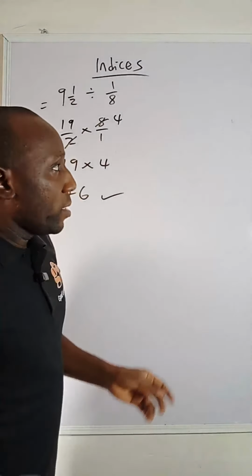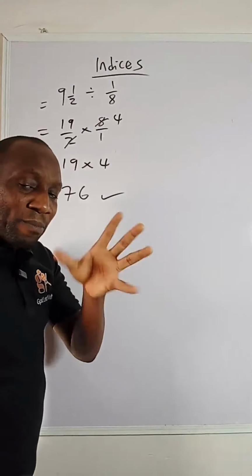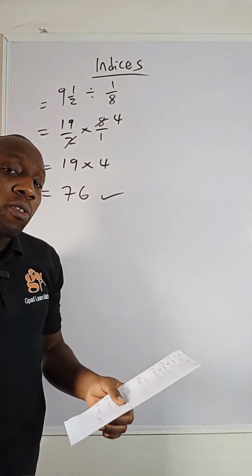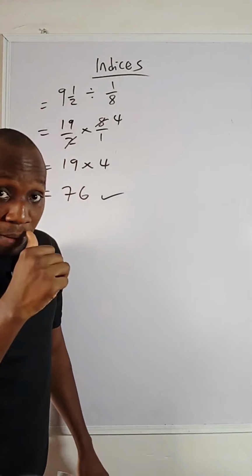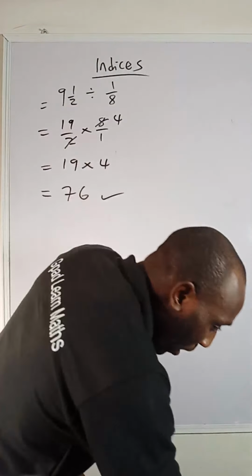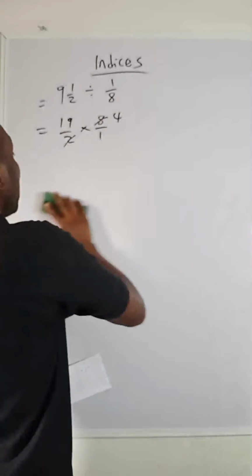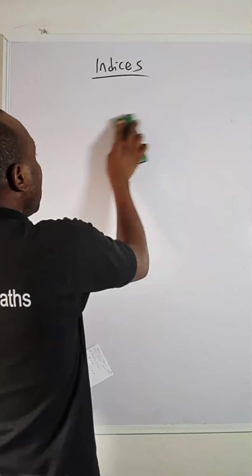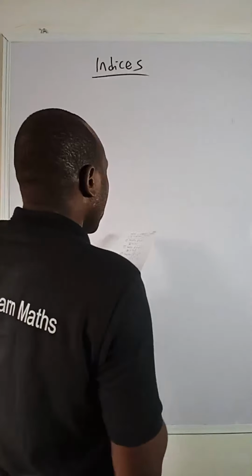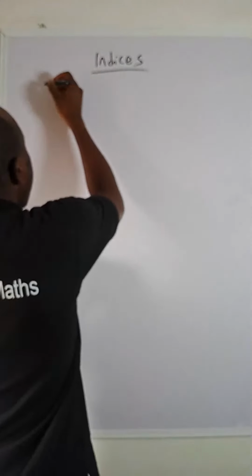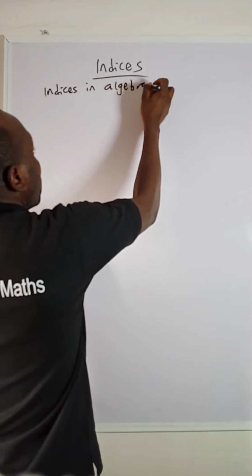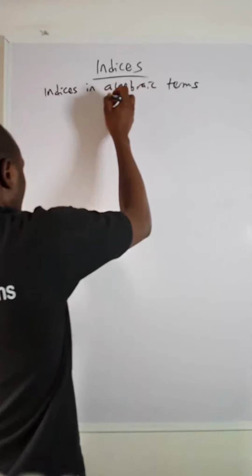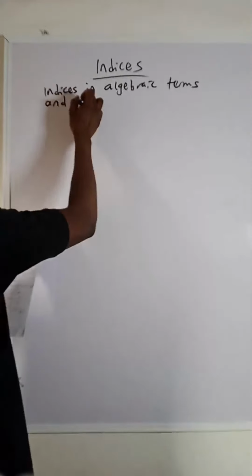So we are through with, if you notice, all we've been doing so far, which had just numbers. Now we want to bring some algebraic terms, X, Y, P, N, and all those things into the problems. So we want to look at indices involving algebra, indices in algebraic terms, and algebraic powers.